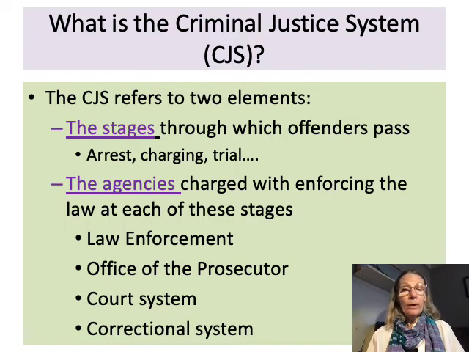And then finally, if a person is convicted or pleads guilty to a particular charge, then there will be a correction that will follow. That can range from home confinement and probation, all the way to a sentence of the death penalty. And so the stages and the agencies are what make up the criminal justice system.